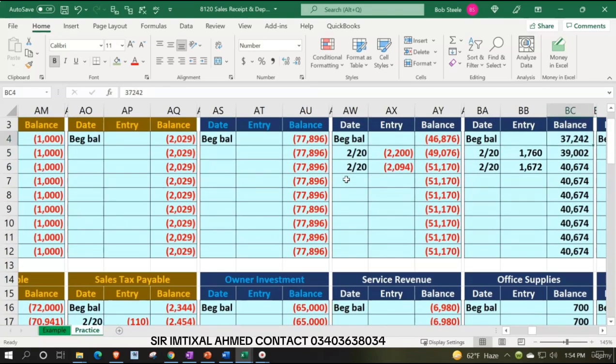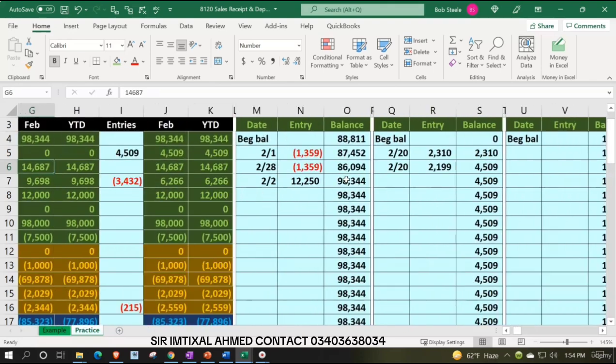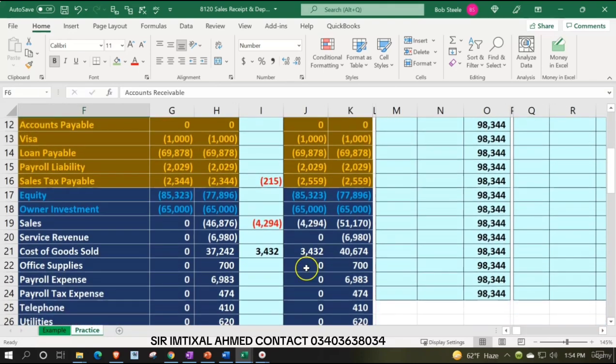So there we have it, bringing us up from the 37,242 on the year-to-date numbers to the 40,674. That 40,674 should match what's on the trusty trial balance, which it does on the year-to-date numbers. And then this is where we have for that current time frame. Notice this current time frame would match to the activity, just by the way, that 3432.